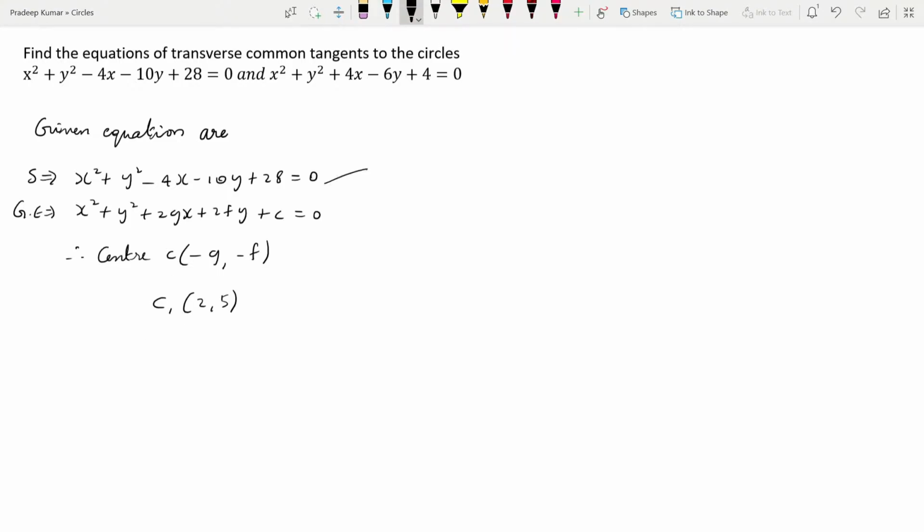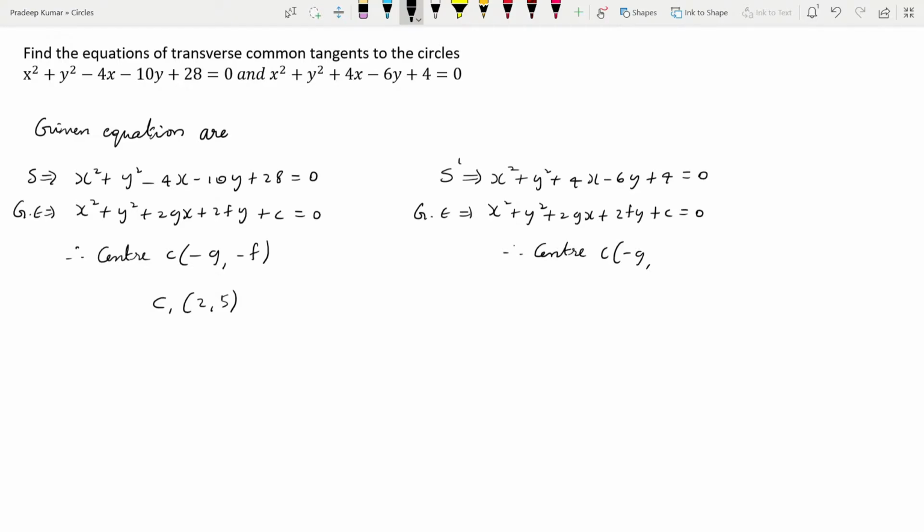As this is the first circle, let's do the same for the second circle. The second circle I'll take as S dash. The equation is x square plus y square plus 4x minus 6y plus 4 equal to 0. The general equation is x square plus y square plus 2gx plus 2fy plus c equal to 0, whereas the center, which is minus g comma minus f, comes out as minus 2 comma 3 when we compare the given equation and the general equation of the circle.